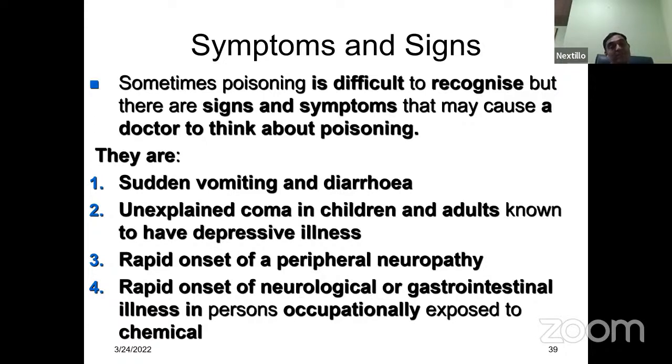about the poison. They are, just for an example, sudden vomiting and diarrhea. Patient comes to the emergency with sudden vomiting and diarrhea. Again, we have to think of unexplained coma in children and adults known to have depressive illness, rapid onset of peripheral neuropathy, rapid onset of neurological or gastrointestinal illness in persons occupationally exposed to chemicals, then we have to raise the suspicions.